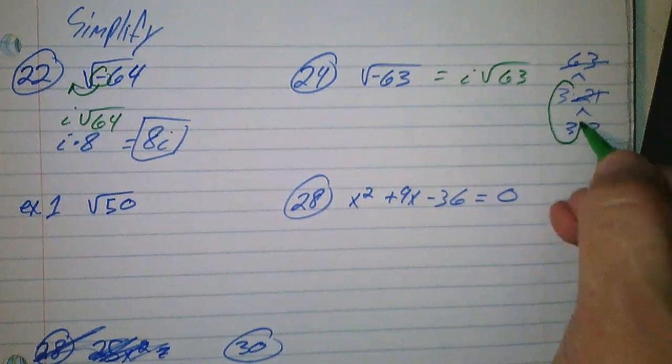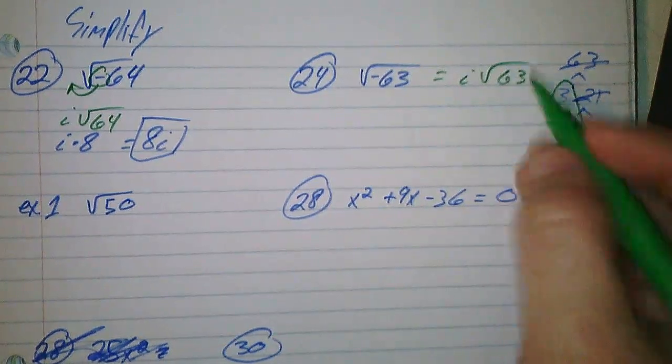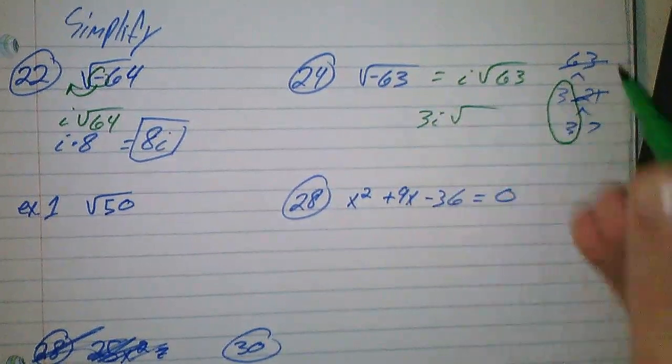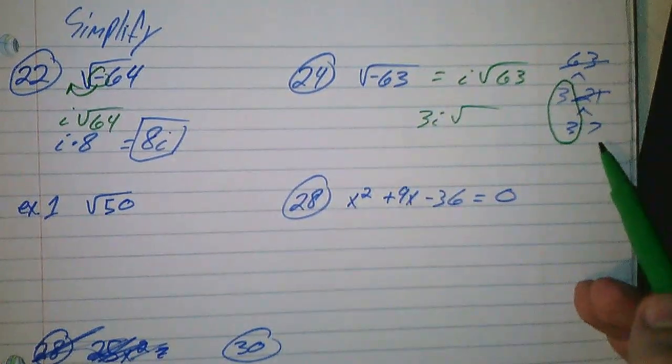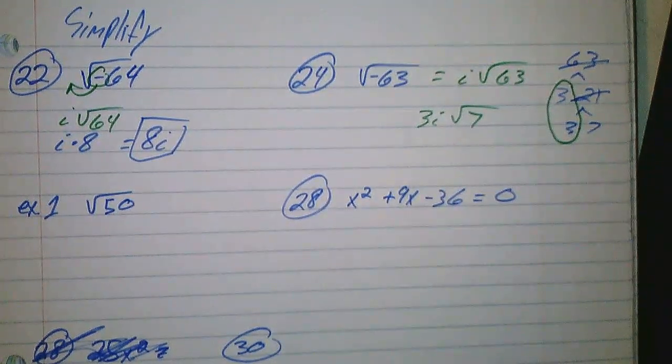So our 3's paired up, and the 7 stays under the radical. So again, if it pairs up, move one of them outside of the radical. Anything that doesn't pair up has to stay under. So 3i root 7.